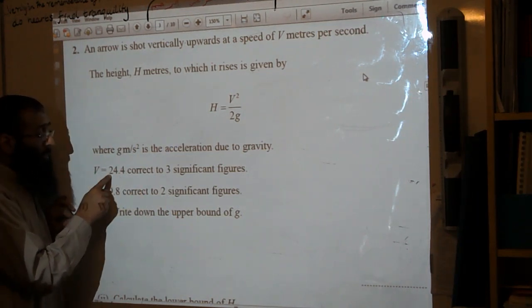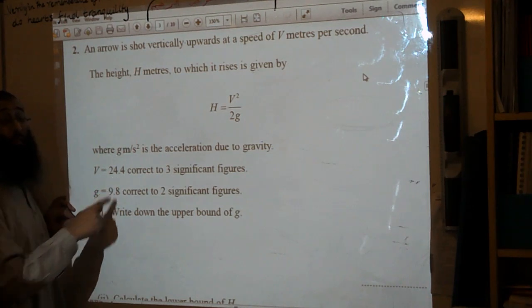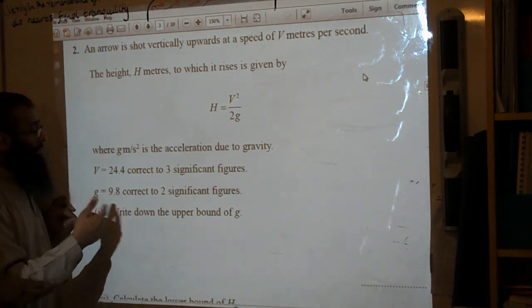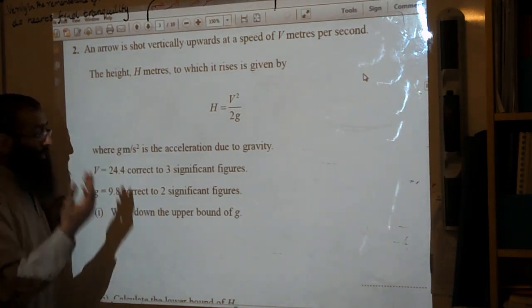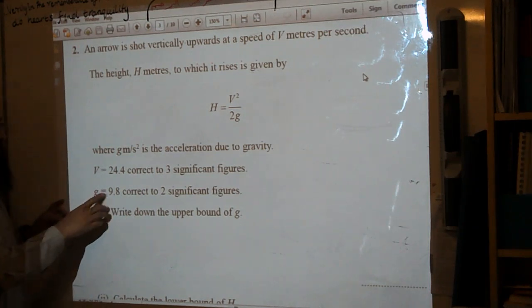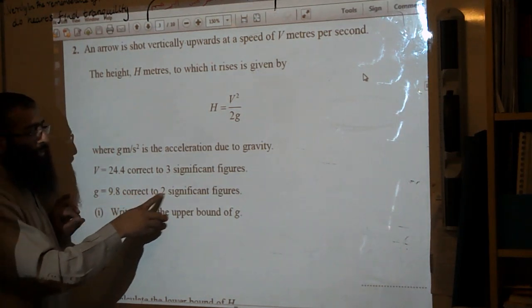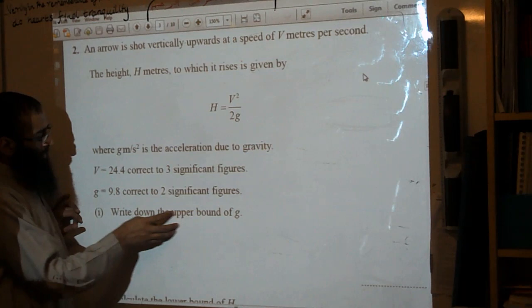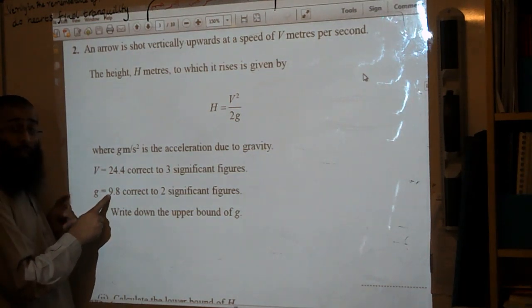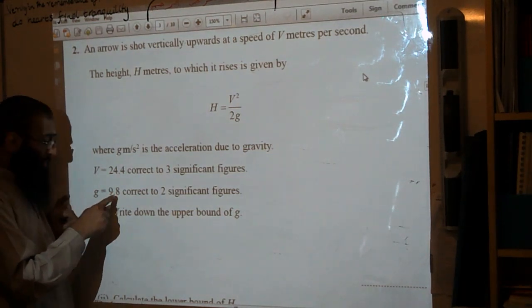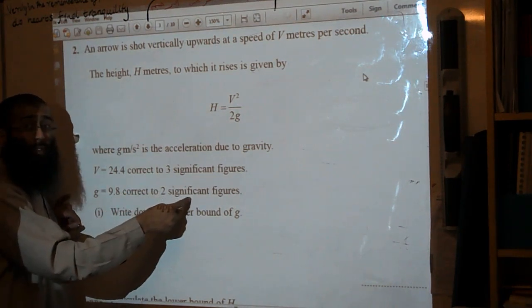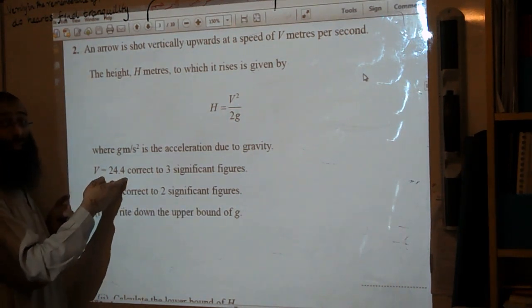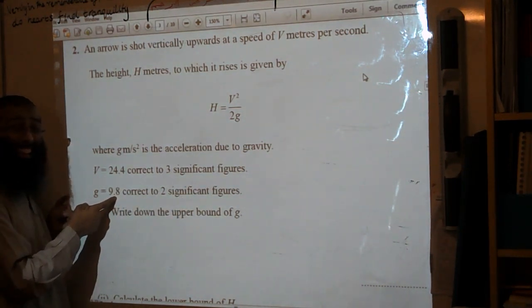That means that this number 24.4 has been rounded off to the nearest tenth. So when we do a number line, it's going to be easy. G is equal to 9.8 correct to two significant figures. So that's the first significant figure, that's the second significant figure, that's the most important one. So two significant figures means the same thing as in the previous question. It's been done to the nearest tenth.